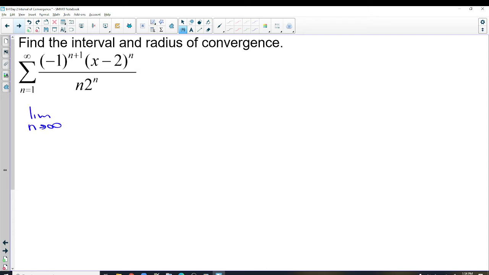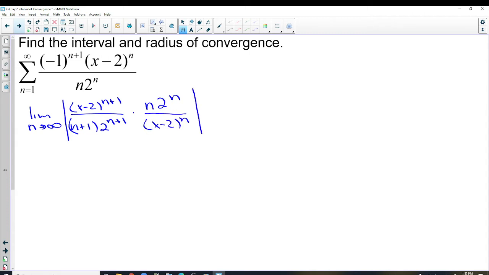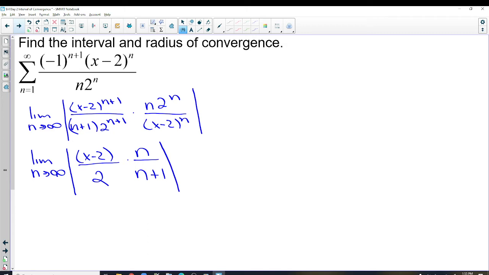As n approaches infinity, 6 minus 2 to the n plus 1 over n plus 1, 2 to the n plus 1 times n to the n over x minus 2 to the n. So we have everything set up. Now you take it one piece at a time. How about the x minus 2? So there's an extra x minus 2. There's an extra 2 down here. And there's not much you can do with the n's yet. Those didn't cancel at all.